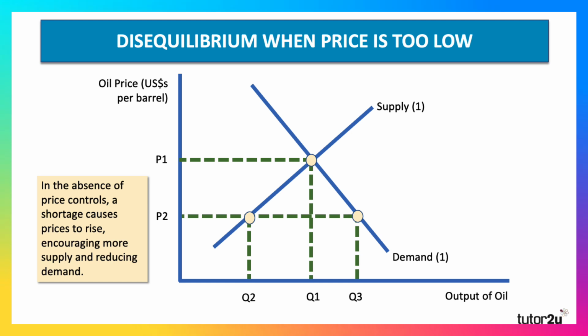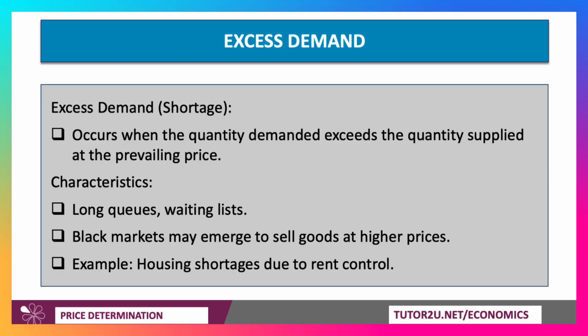Equally, you can have a disequilibrium where the price is too low relative to the equilibrium. In this case, P2. And at P2, quantity demanded is Q3, quantity supplied is Q2. There is excess demand or a shortage. So this is where demand exceeds supply. And in this situation, we expect to see queues and waiting lists, perhaps some form of rationing, or indeed black markets may emerge, shadow markets to sell goods at higher prices. And the example there will be things like a rental housing shortage due to maximum rents.